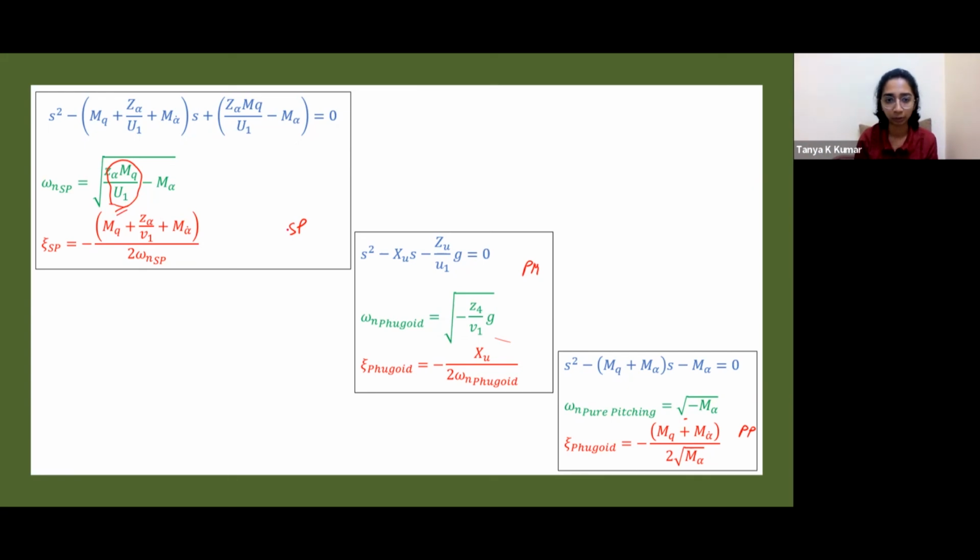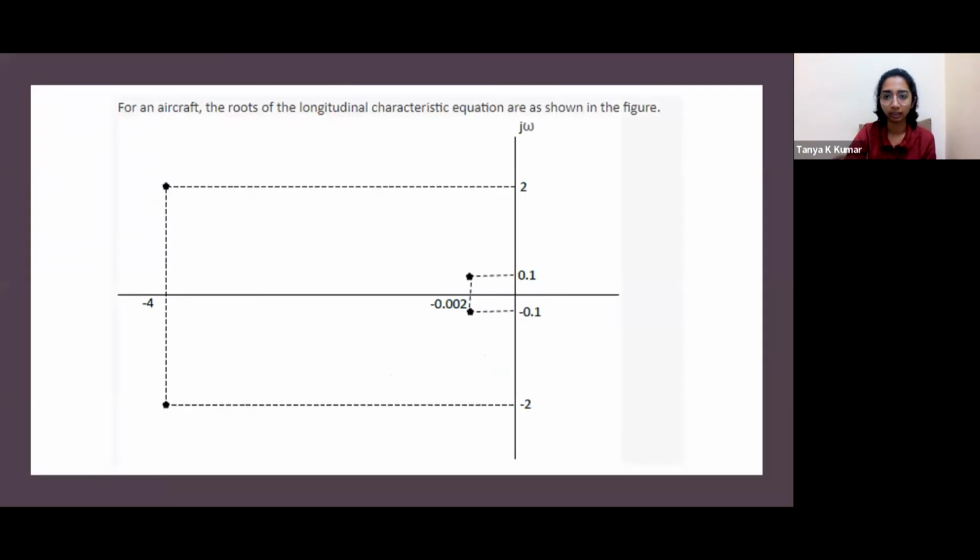So that is the difference between short period and pure pitching. Similarly, in the damping ratio also, you have that additional term. This one comes by virtue of this plunging motion. We'll just go over a few questions of this assignment. We will not solve it.